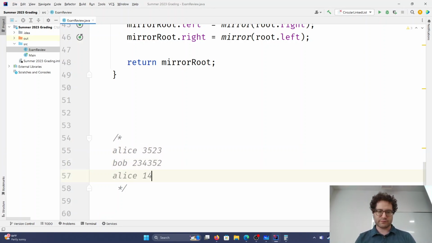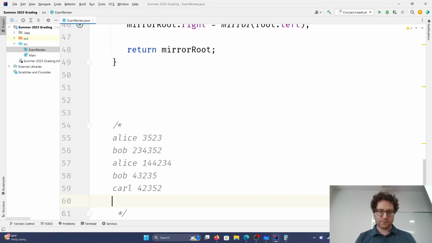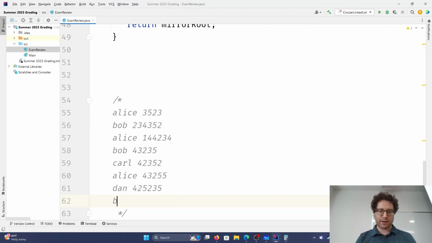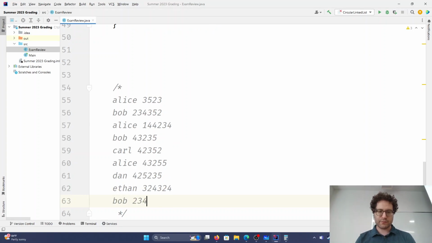Alice, Bob, Carl, Alice, Dan, Bob, Ethan, Bob. And what is this? These represent the username on the left and login time on the right. So we've got a file that's full of usernames and their login times. Basically, Alice was logged in for this long, then she also logged in again for this long, and Bob logged in for these times.